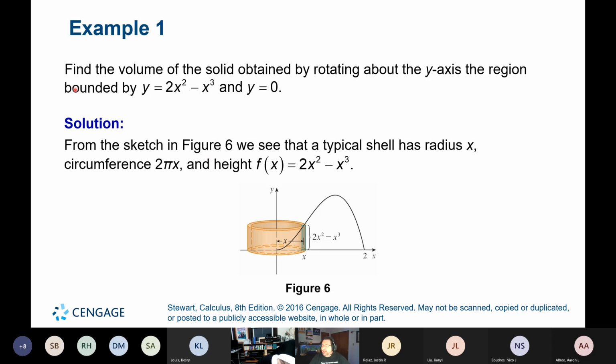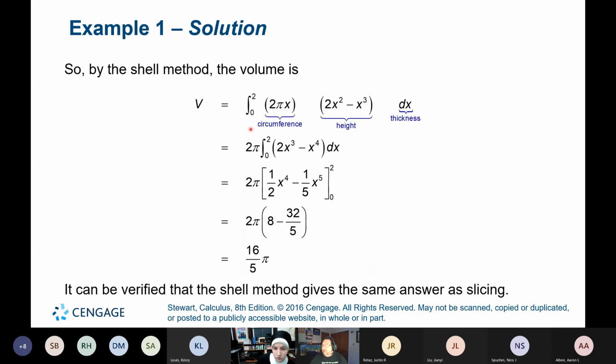So let's go back to the example that we were looking at, the y equals 2x squared minus x to the third. So we're taking this shape and we're rotating it around the y-axis. So as we look at it, my radius, that's my circumference of this, is 2 pi x. And my height is the 2x squared minus x to the third. So I've got my circumference, I've got my height, and I've got my thickness.